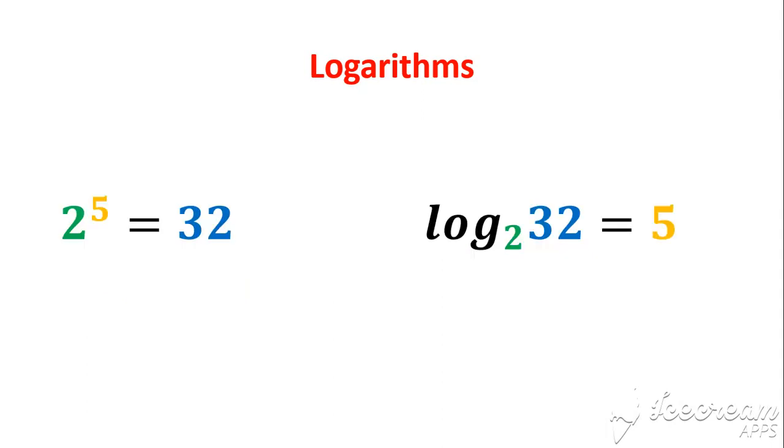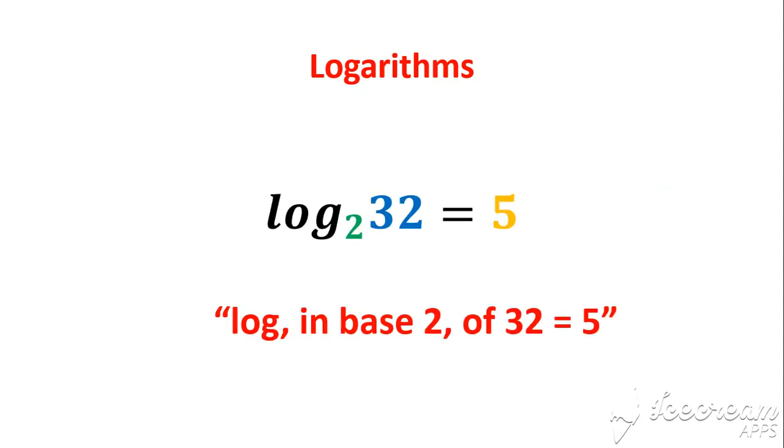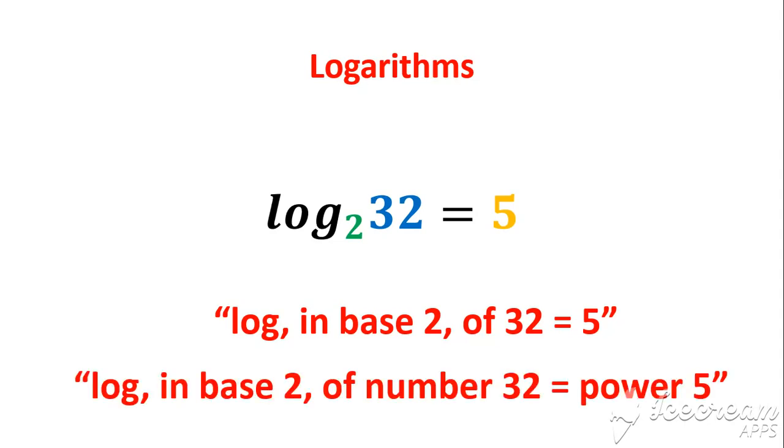So 2 to the power of 5 is 32. We're going to write it as log in base 2 of the number 32 equals the power of 5. So this is called the base. This I just like to call the number. I don't know if it has a special name. And this is the power or the index. So when we write log base 2 of 32 is 5, I'd personally like to say log in base 2 of the number 32 equals the power of 5.